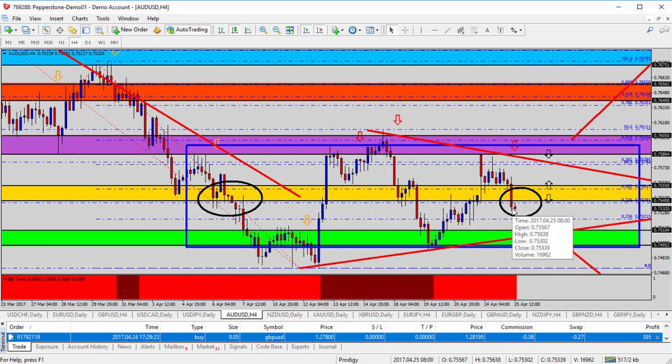I want to confirm it though. I don't want to just jump in and assume. I want to confirm it. So I'm waiting for this 4-hour candle to close. If it does, I'll wait for a potential rally back to the yellow zone. Stop loss would be above the yellow zone, and we look to target back down to the green zone or lower for the Australian dollar today.